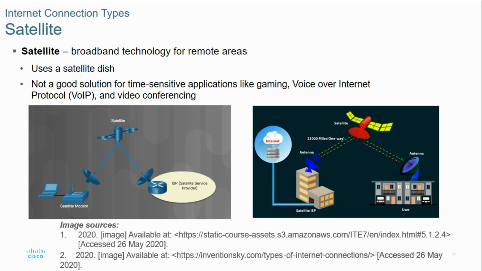Download speed could reach up to 10 Mbps or more, while upload speed could be about 1/10 of the download speed. Since the satellite orbits the Earth, there could be some sort of a delay as data travels. That is why this is not the best option for time-sensitive applications such as video gaming, voice over internet protocol, and video conferencing.